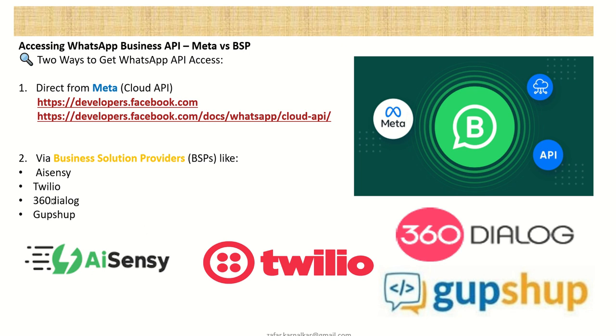So you can go through the different websites and see the features and the pricing, because obviously the pricing will be different when purchasing directly from Meta versus through a BSP. So there are two ways to get WhatsApp API access: direct from Meta Cloud API, or via a BSP.